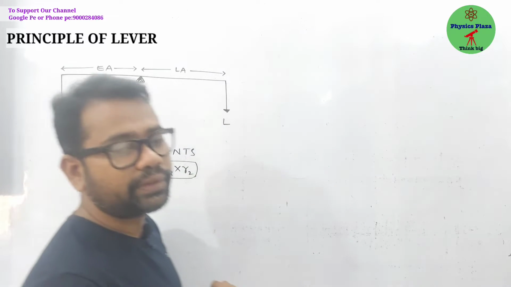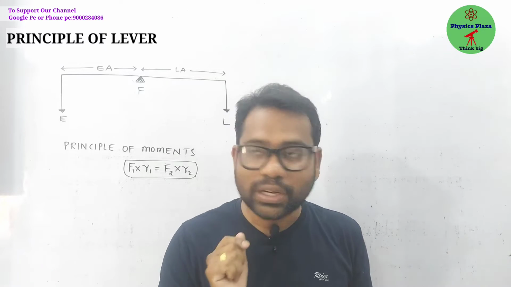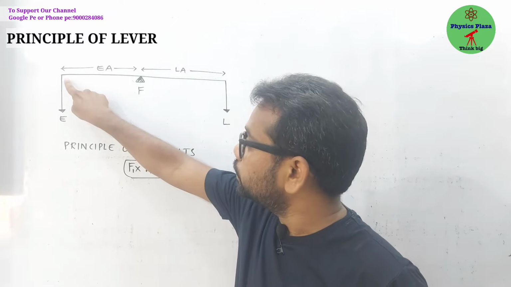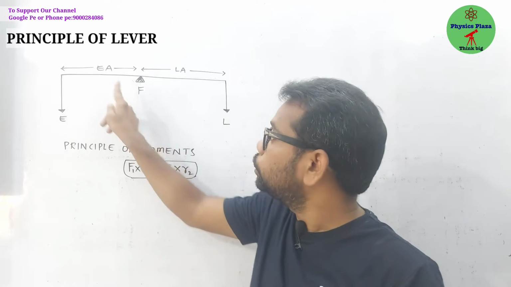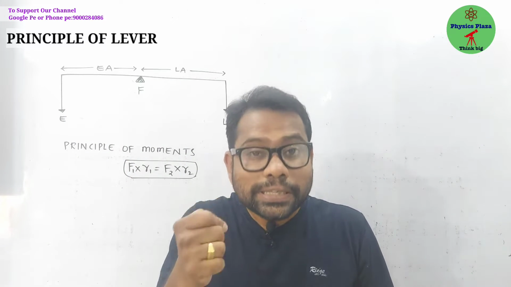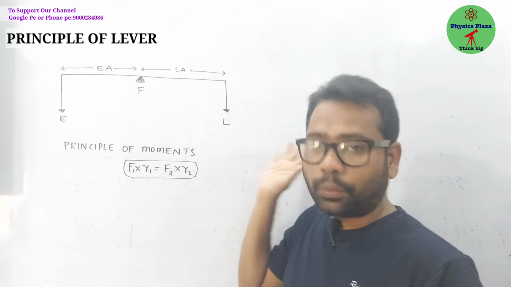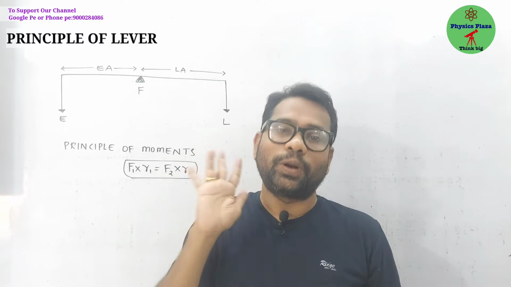Here two terms are very, very important: effort arm and load arm. What is effort arm, children? The distance from the point where the effort is acting to the fulcrum is called the effort arm. What is the load arm? The distance from the fulcrum to the point where we are putting the load. So, effort arm and load arm.